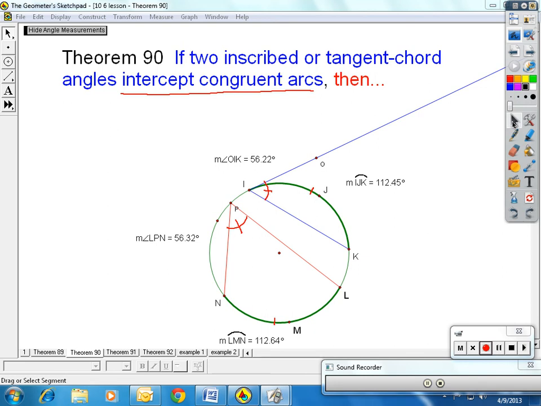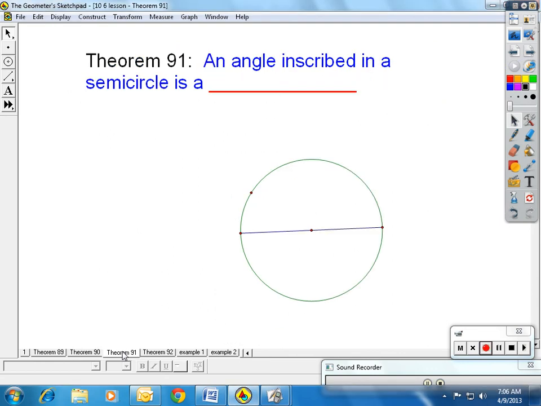Again, feel free to review these at any time if I'm going too fast, but we'll keep proceeding. Theorem 91. An angle inscribed in a semicircle. So here I have a semicircle. I've got a circle with a diameter. I'm going to construct an angle inscribed in the semicircle. So let's construct that. As I drag this around, now this is inscribed in the semicircle all the time.